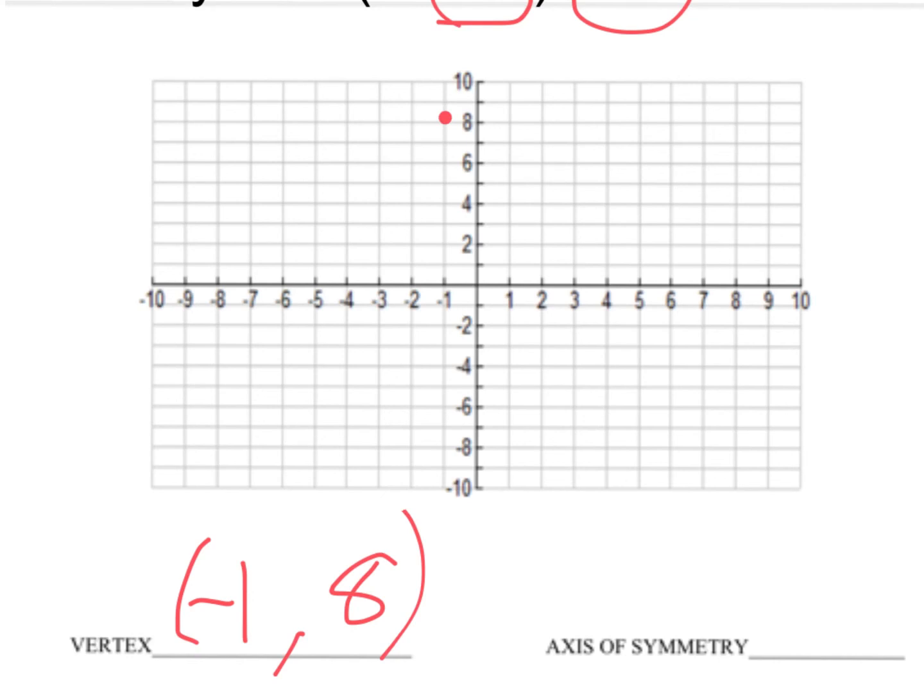That one looks awful. Make it a little better. That's pretty good. Alright, now let's do our axis of symmetry.